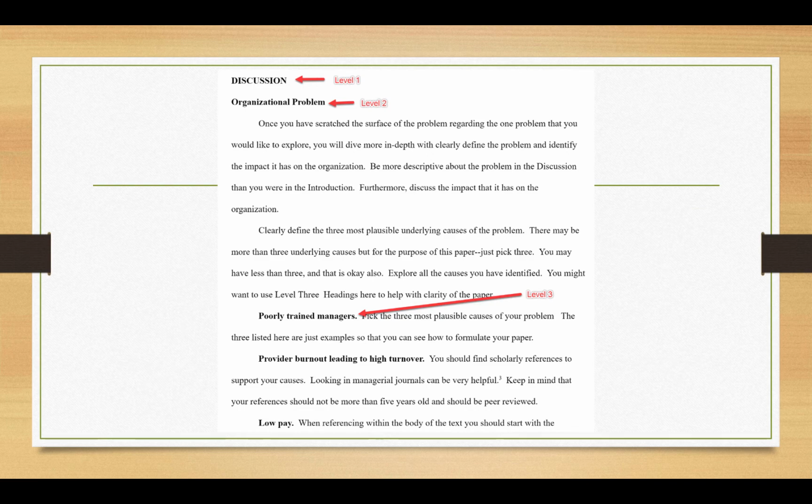A level 1 heading, the example here is the word discussion. It is all capitalized and it is bold. Level 2 headings, you bold those as well, but only the first letter of major words are capitalized. Level 3 headings are also bolded. You will tab over one time and you will capitalize only the first word of the level 3 heading. You put a period after the level 3 heading and then hit the space bar twice and then start writing your paragraph. So that's the appropriate usage of level headings in AMA style.